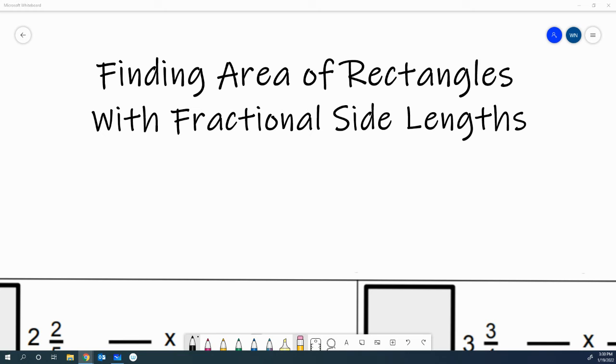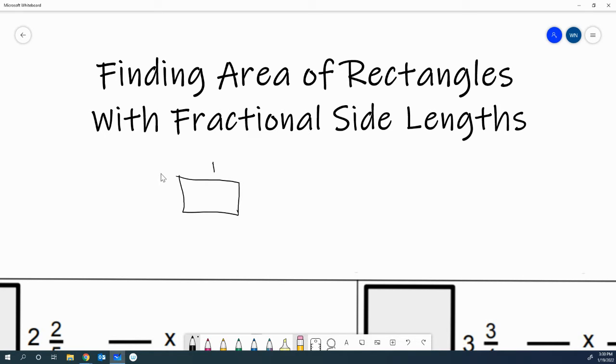In this video, we're going to be finding the area of rectangles with fractional side lengths. So before we get started, let's review area. Remember that when you have a rectangle, that is not a very pretty rectangle. Sorry about that. That's still not a pretty rectangle. We're going to have to pretend those sides are straight.